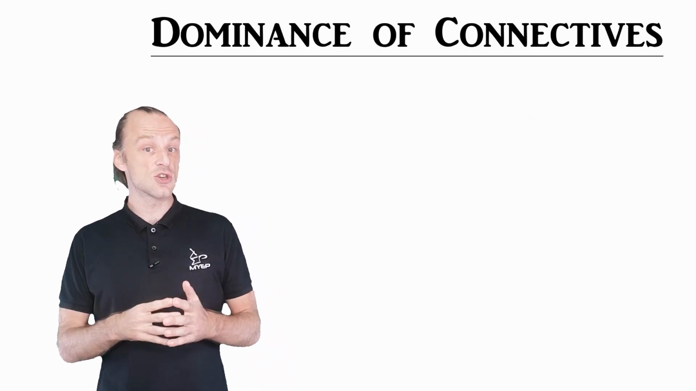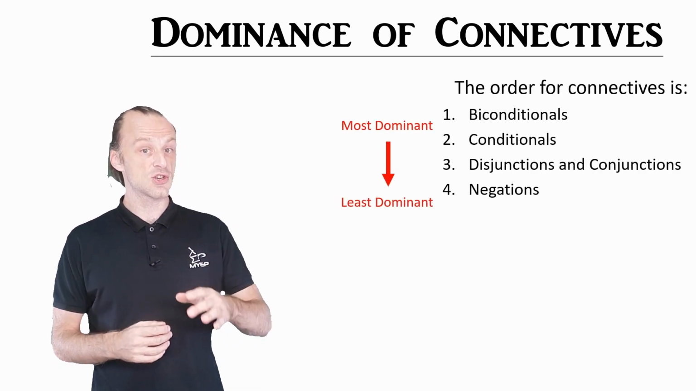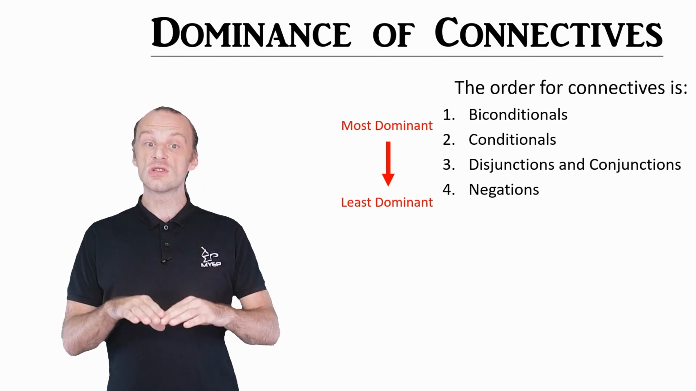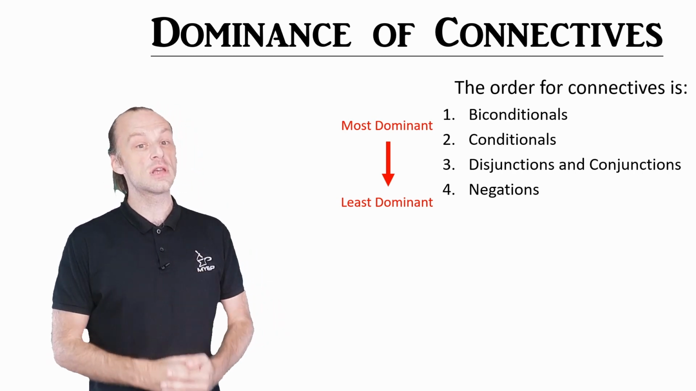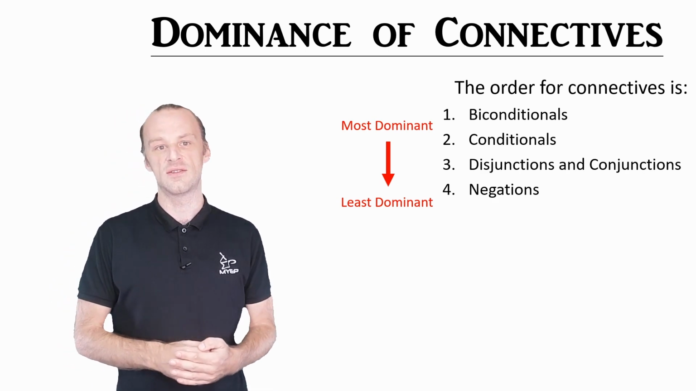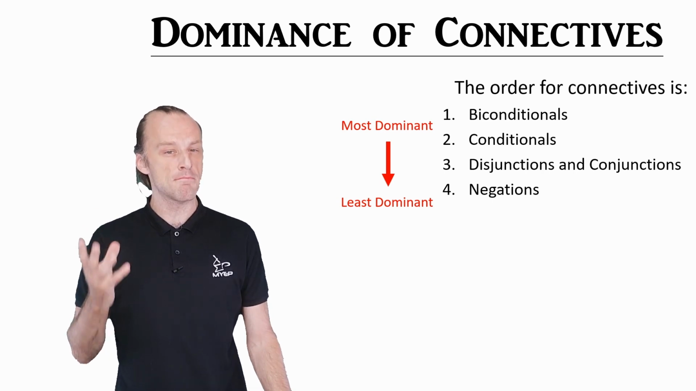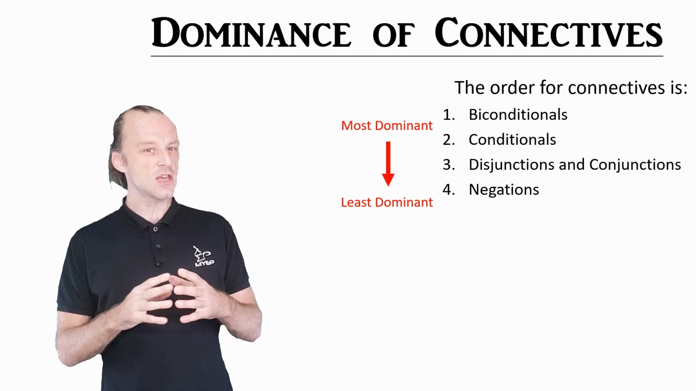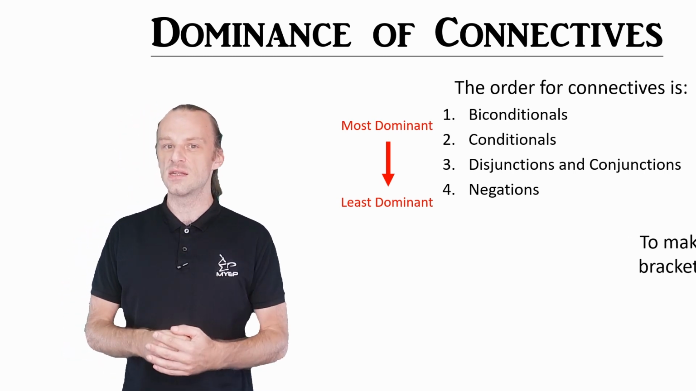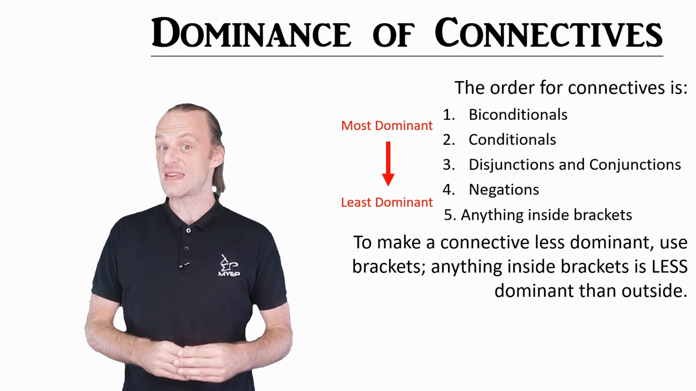The order we use for connectives is that biconditionals are the most dominant connectives, followed by conditionals, then conjunctions or disjunctions, which are at the same level, and finally negations are the least dominant connective. A more dominant connective is more likely to be the main connective of the expression. If you want to change that, you must use brackets.